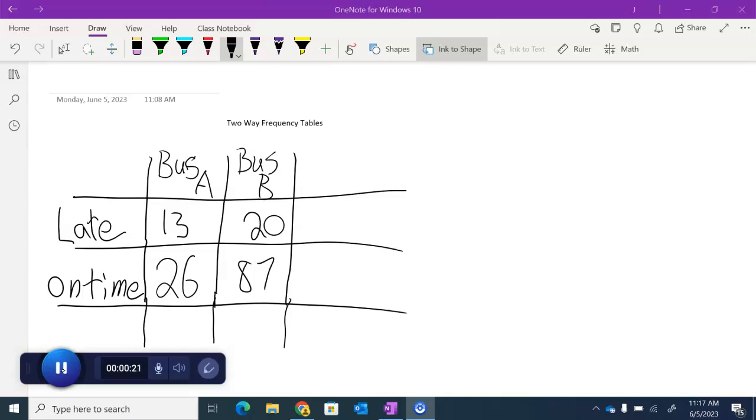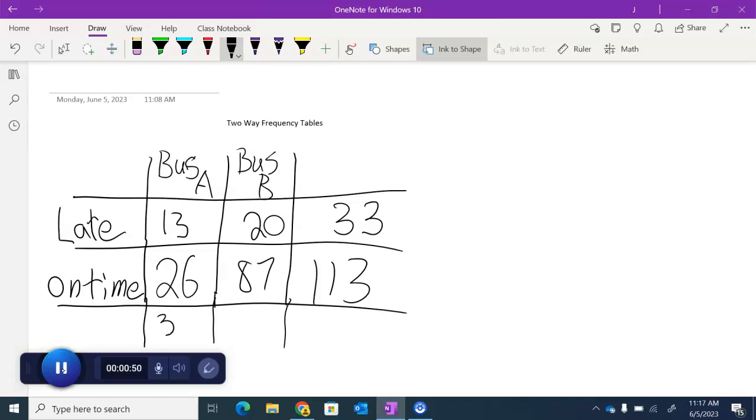So first thing we need to do is total these. We have 13 plus 20, that gives us 33. So 33 times the buses were on time. Then we have 26 plus 87, which gives 113 times they were late.